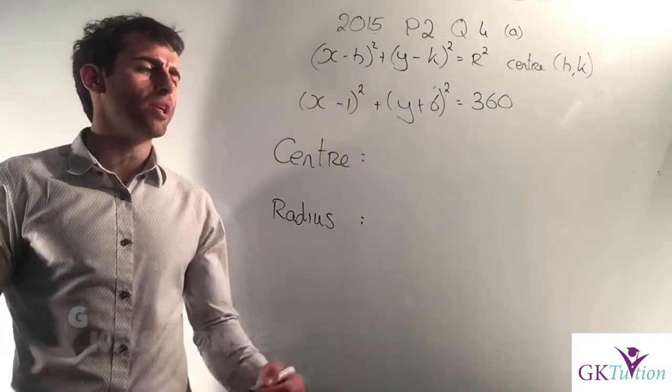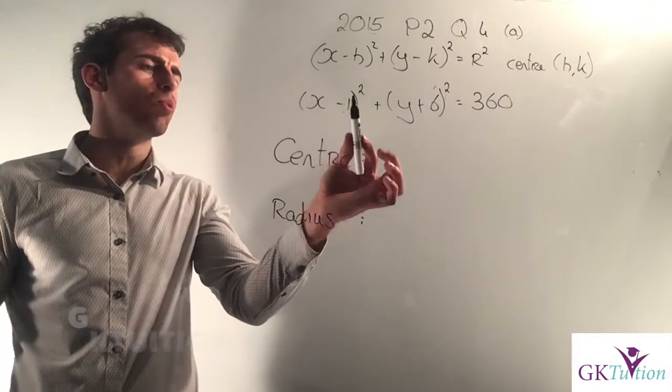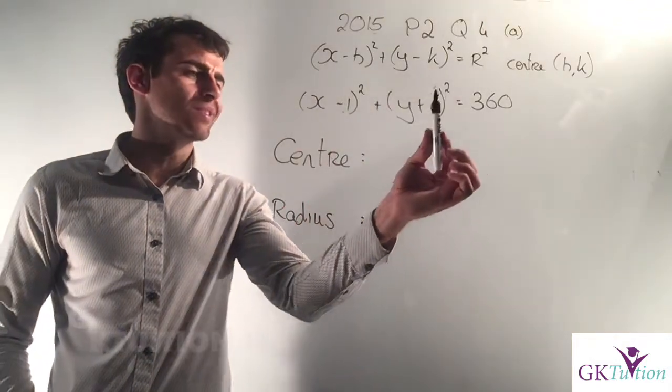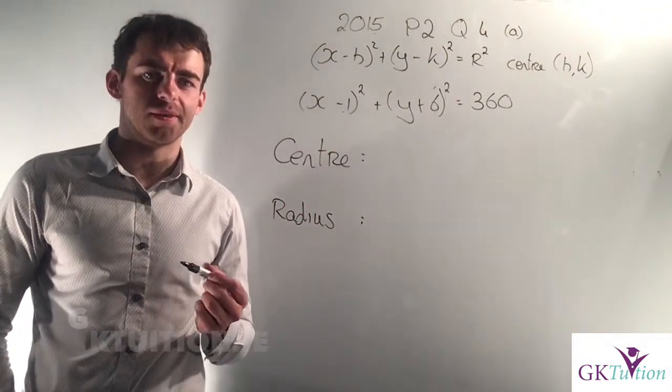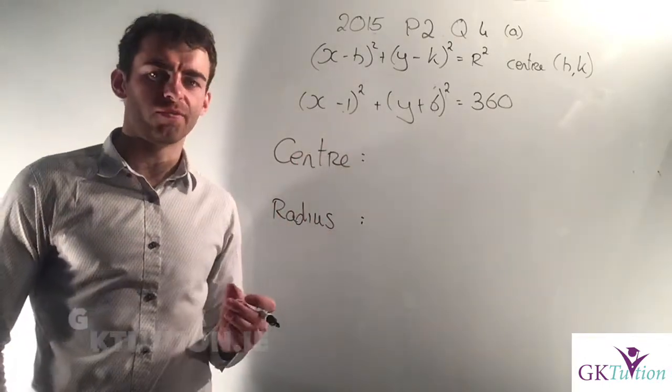In this question we're given the equation of a circle as (x minus 1) squared plus (y plus 6) squared equals 360. We're asked to find the centre and to find the radius.